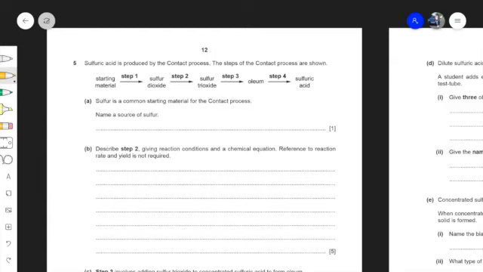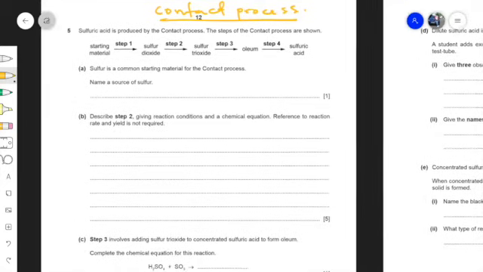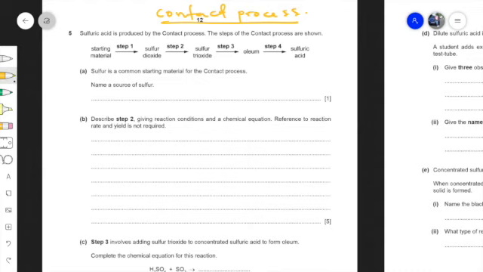So the question, this is a question on the contact process. So it's good to look at the contact process as it is. It says sulfuric acid is produced by the contact process. The steps of the contact process are shown. So we have got these steps, right? And obviously the starting materials should be your raw materials. So we have got step number 1, step number 2, step number 3, step number 4.